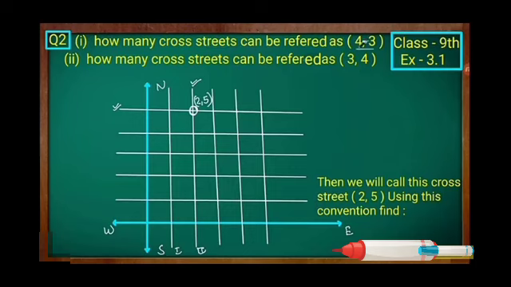Second, we have to tell how many cross streets can be referred as 4 and 3, x4 and y3. One, two, three, 4 and y3. One, two, three. X is 4, Y is 3.